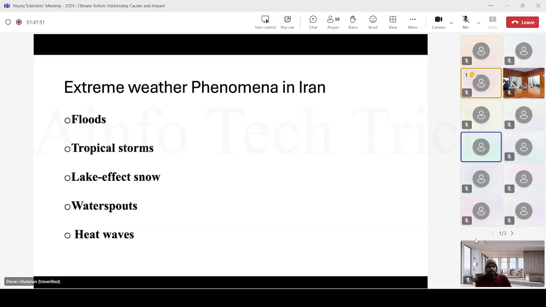Additionally, in recent years, the phenomenon of waterspout has been frequently observed in the Persian Gulf. And also heat waves in many parts of Iran have occurred, especially in recent years.